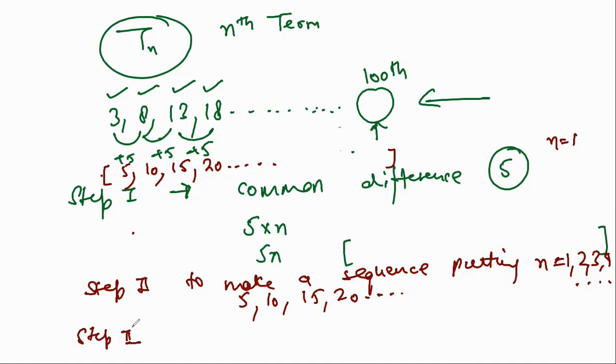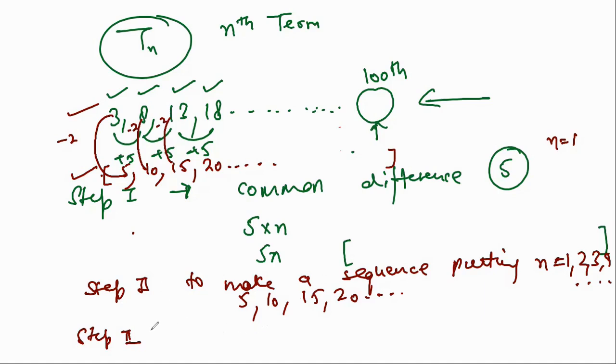The third step is you have to subtract the first sequence and the second sequence. This is the first sequence, the original sequence that you have in the question, and this is the second sequence. You subtract the first term with the first term: 3 minus 5, not 5 minus 3. So 3 minus 5 is minus 2. If you subtract 8 minus 10, that is again minus 2, then 13 minus 15, again minus 2. So you are getting the same thing, right?